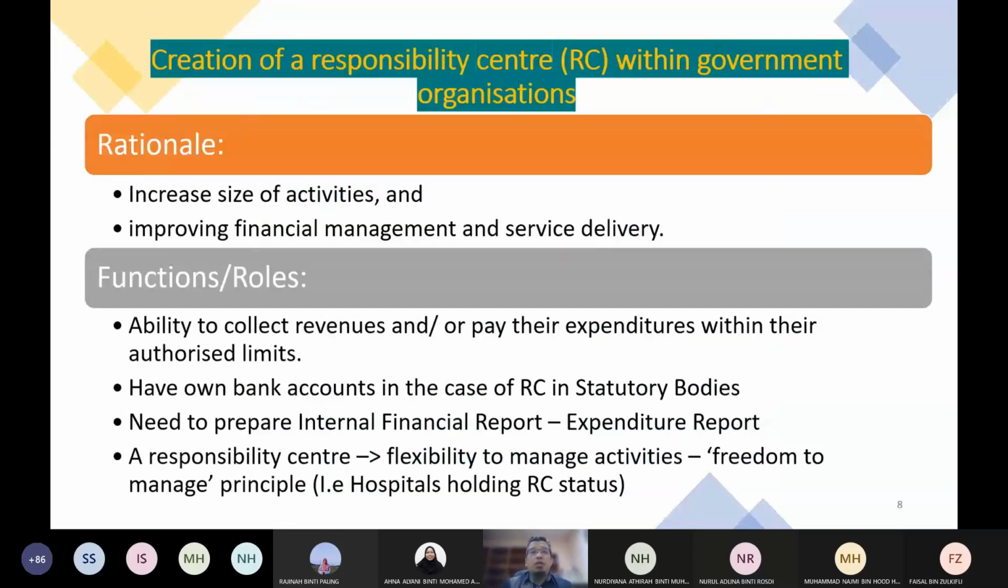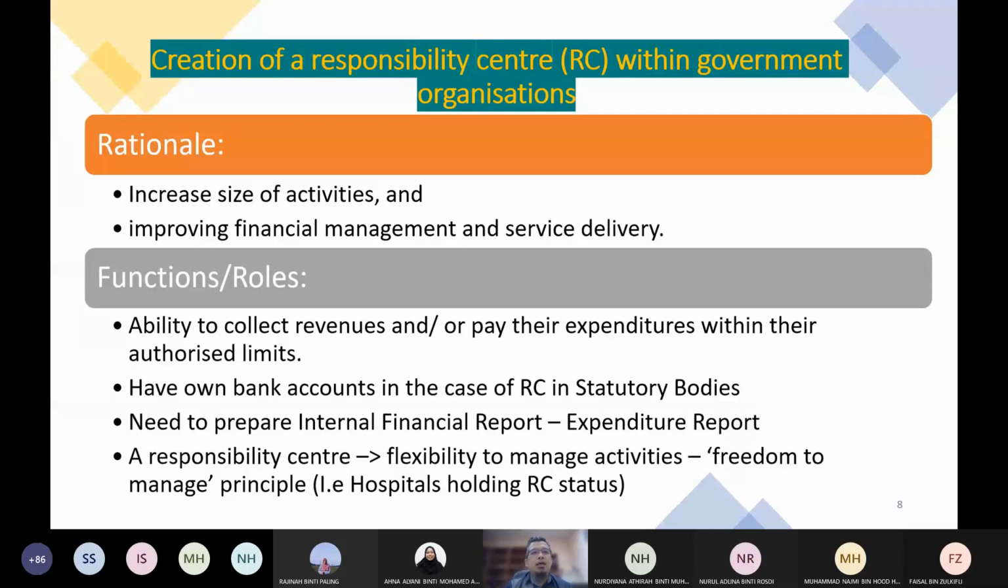Right, creation of responsibility centers within government organizations. We talked about responsibility centers. What is a responsibility center, and how do we create or establish one? In the case of government, as I mentioned, they can start from a program and activity, then it is translated into an entity, and then the budget is provided for that. So it becomes an institution or organization.